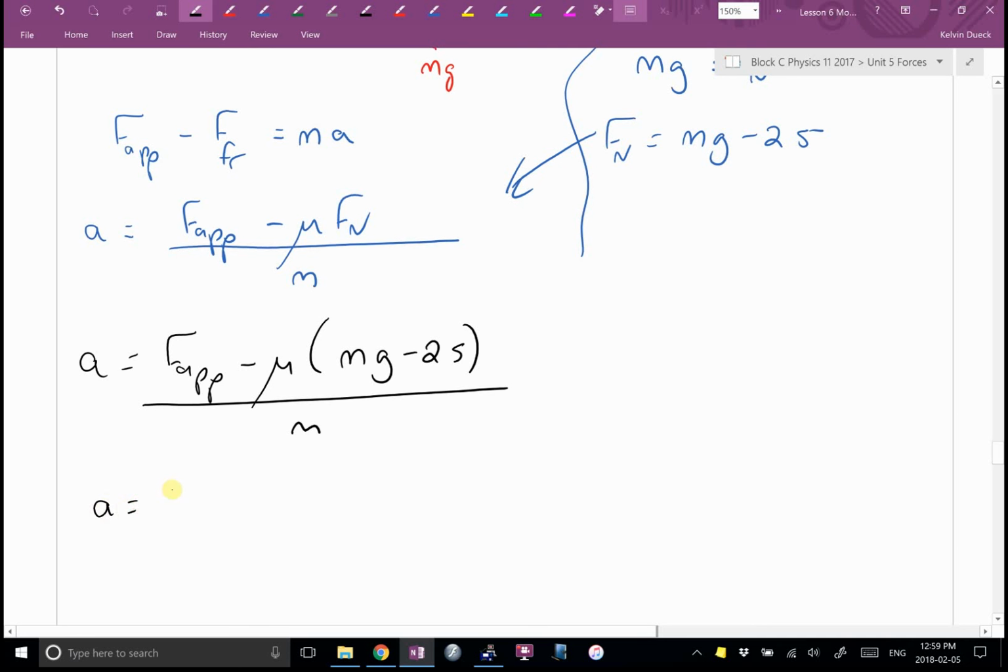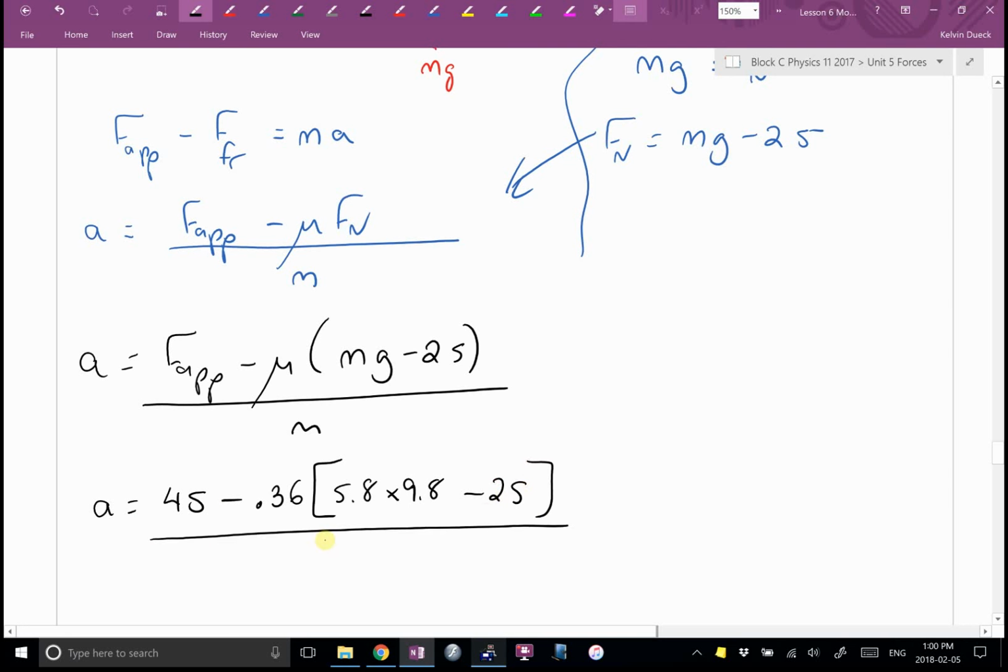I've scrolled down. What was F applied? 45 minus, hey, what's mu? I don't know. What's mu with you? What's mu? 0.36? 0.36. I usually go to a square bracket here because it's going to be a bracket inside of a bracket and it helps you track things better. What was M? I've scrolled down. It was 5 point something, wasn't it? 5.8. I usually write a times 9.8. You could do bracket, bracket, bracket, bracket. I just find it's too many brackets to keep track of, and I get confused, and I know this time I want those two numbers to multiply, so I usually do that. Minus 25, close off that. And the mass was 5.8.